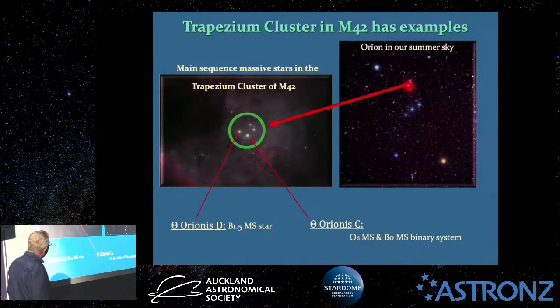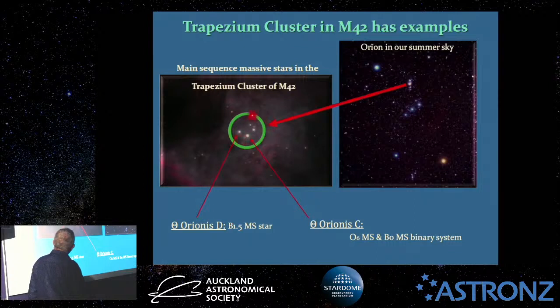The middle star or point of light in that handle of the pot is the trapezium cluster, and it's a little open cluster of really bright stars sitting bang in the middle there of M42. And two of the points of light in there, I should say, are main sequence massive stars. You've got Theta Orionis C here, which is this point here. That's the brightest star in the cluster. It's actually two massive stars in a binary system. One's an O6 main sequence one, and the other one's a B0 main sequence.